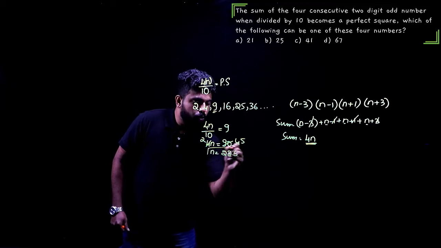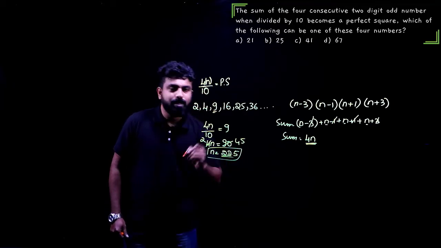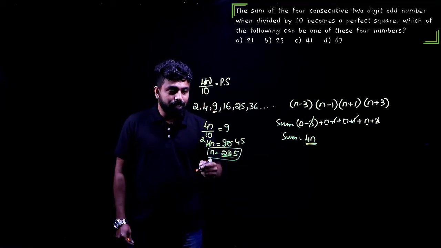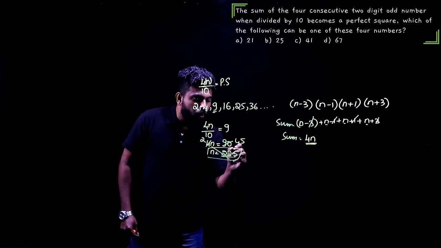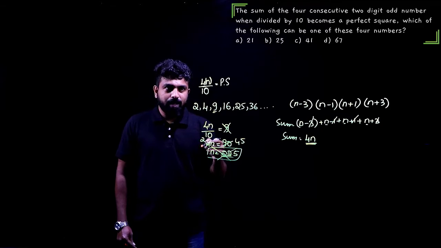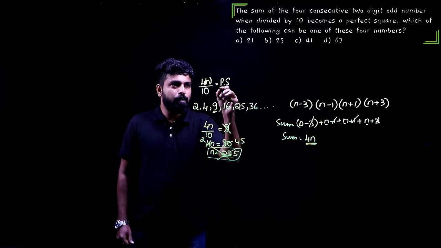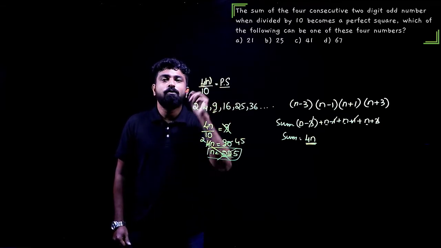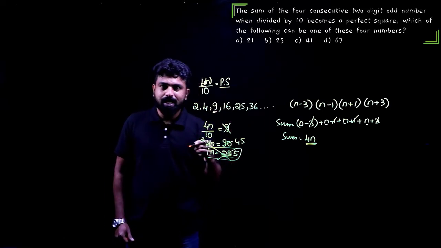So my n value is not a perfect integer here. Hence, I can't be taking the value of 9. So which values should I be taking? The values which I must be taking for the perfect square must be divisible by 4. So which are the perfect squares which are divisible by 4?